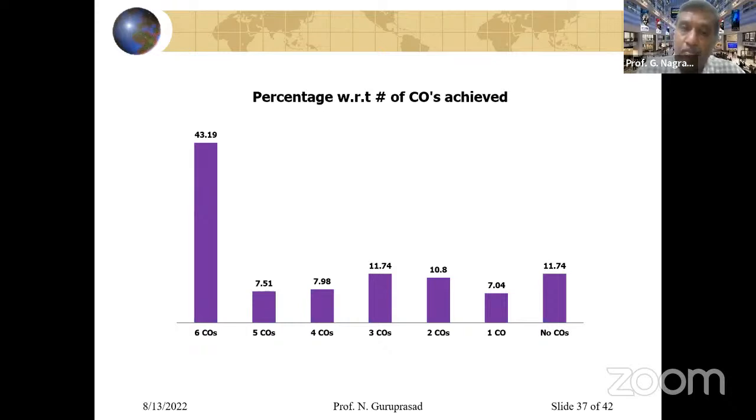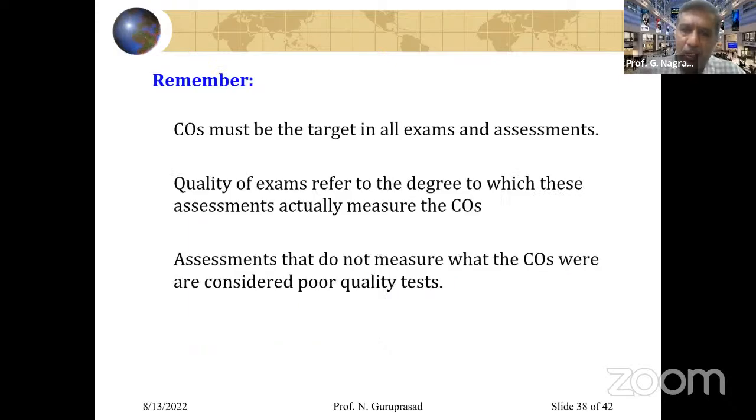Now, it is quite possible that a student would have got 59%. Since my target set was 60%, even a student who scores 59% will come under the category of no course outcome attained. So let me conclude.